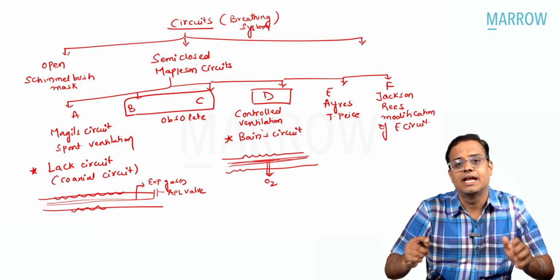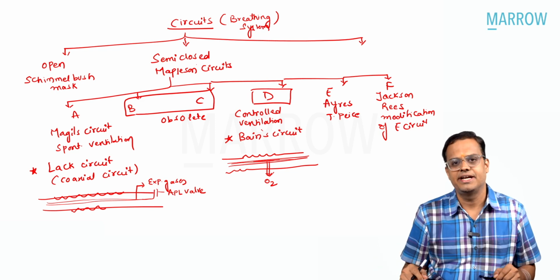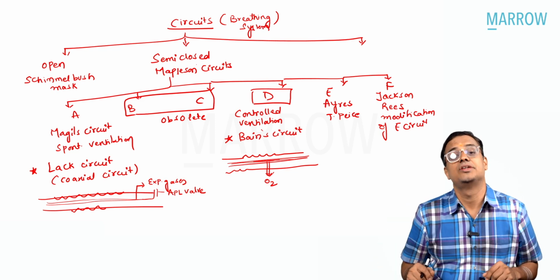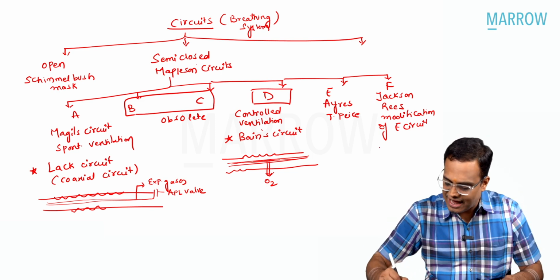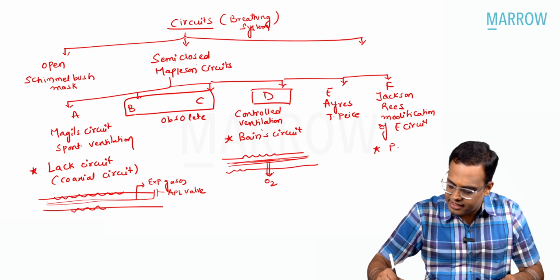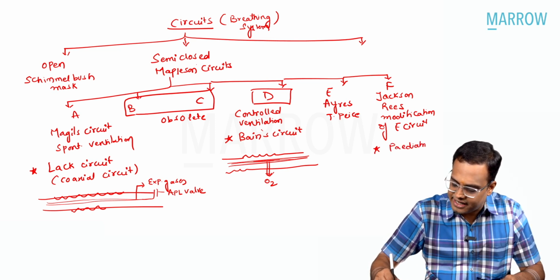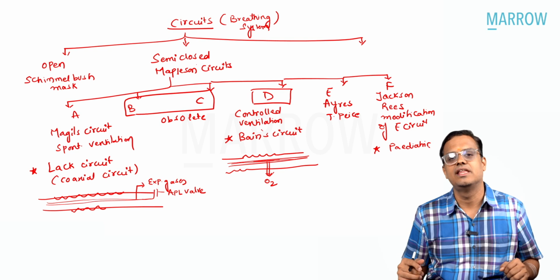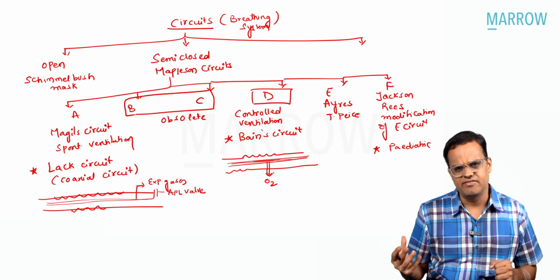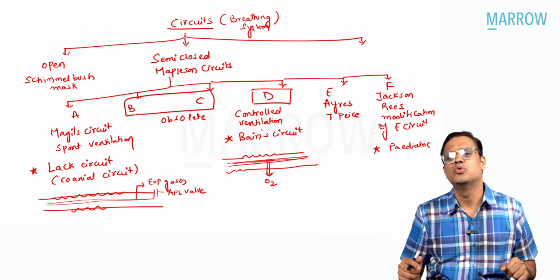So they have not put it under the same category, they have kept it under a separate category, called Jackson-Rees modification of E circuit, and this is the circuit of choice in children or pediatrics. So this we have repeatedly discussed in the video section, in the revision section, in the notes, and it is not a new question also.